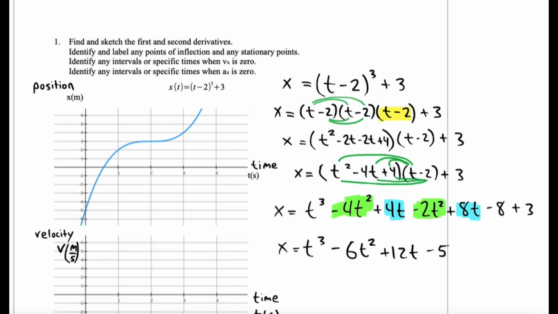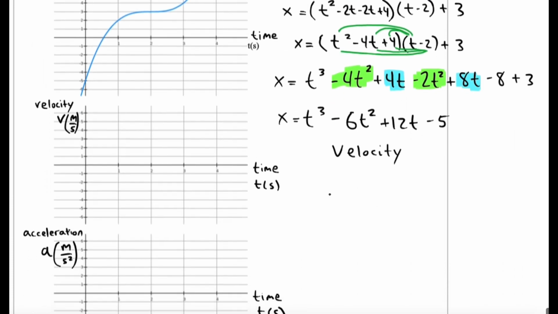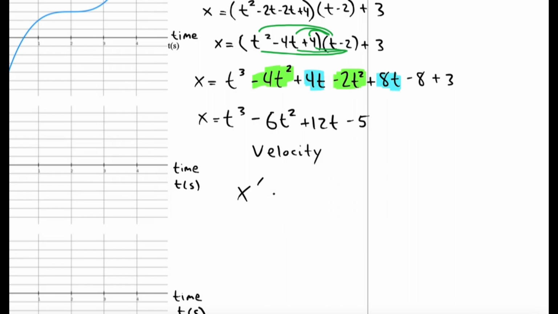So what I want to do next is let's differentiate each term to find what we would call x prime, which is going to be called the velocity function. So x prime is going to be 3t squared. I'm bringing the 3 down, subtracting 1 from its power. We're going to get minus 12t plus 12, and that's it.